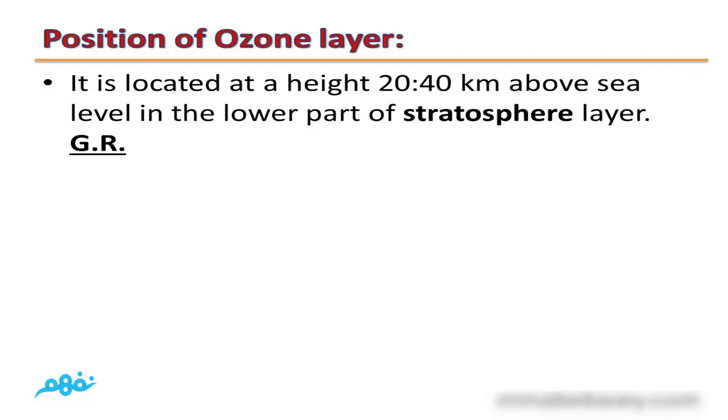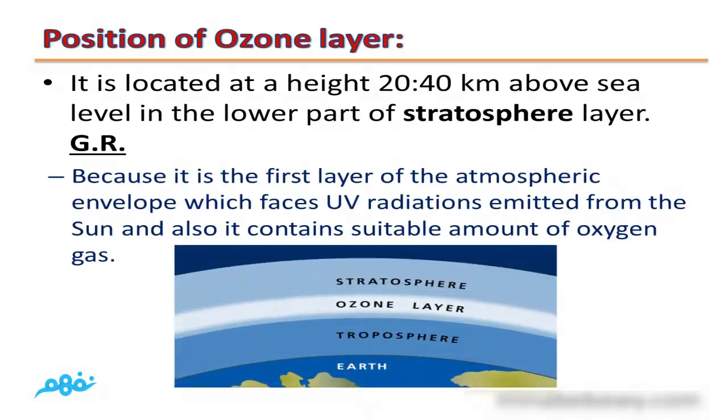Why is the ozone layer found at this height? This is because it is the first layer of the atmospheric envelope which faces ultraviolet radiations emitted from the sun, and also it contains a suitable amount of oxygen gas needed to form ozone gas.